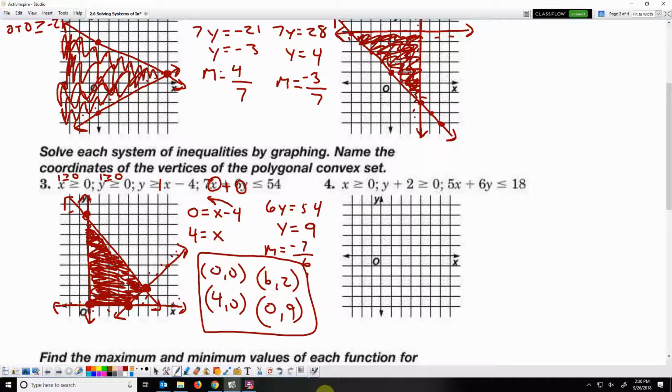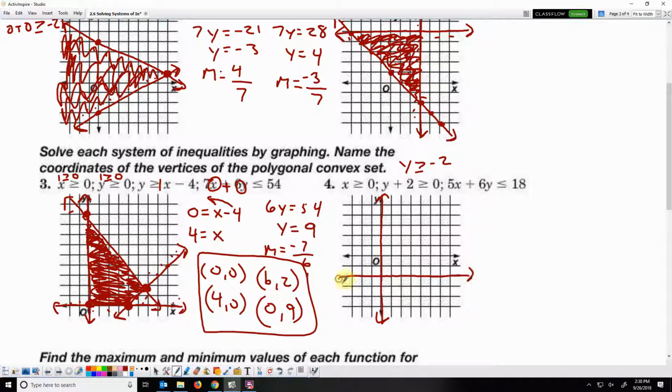Okay, let's try another one. X is greater than or equal to 0, so that is the y-axis. X is 0. Y plus 2 is greater than or equal to 0, so that's y is greater than or equal to, and I move that 2 over, -2. So y is negative 2.